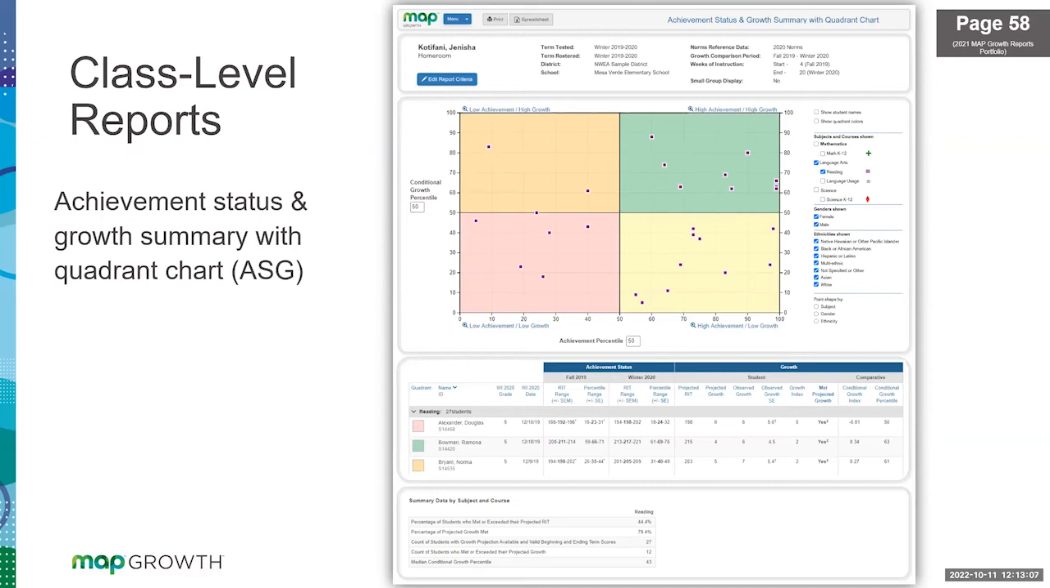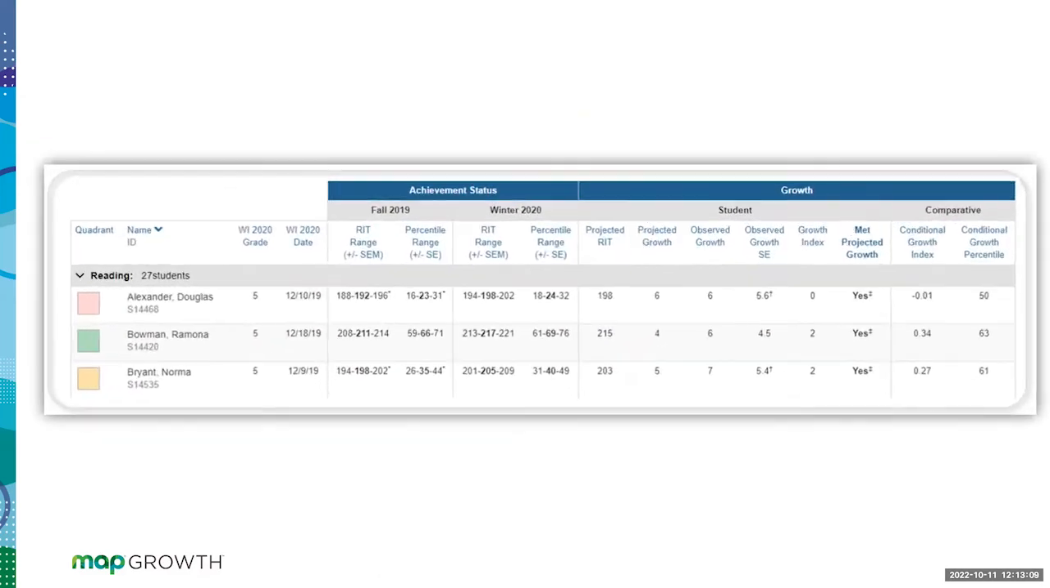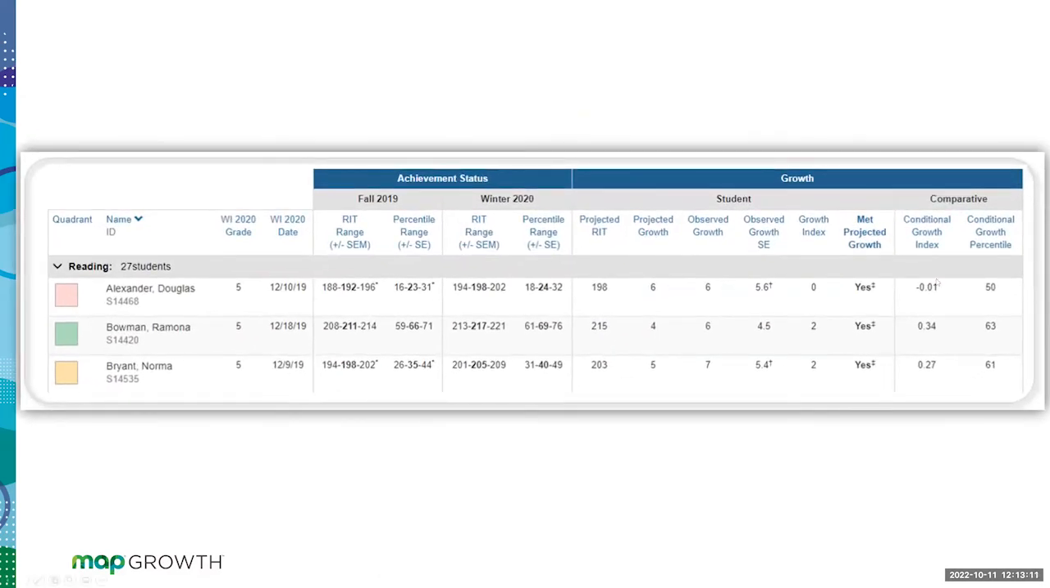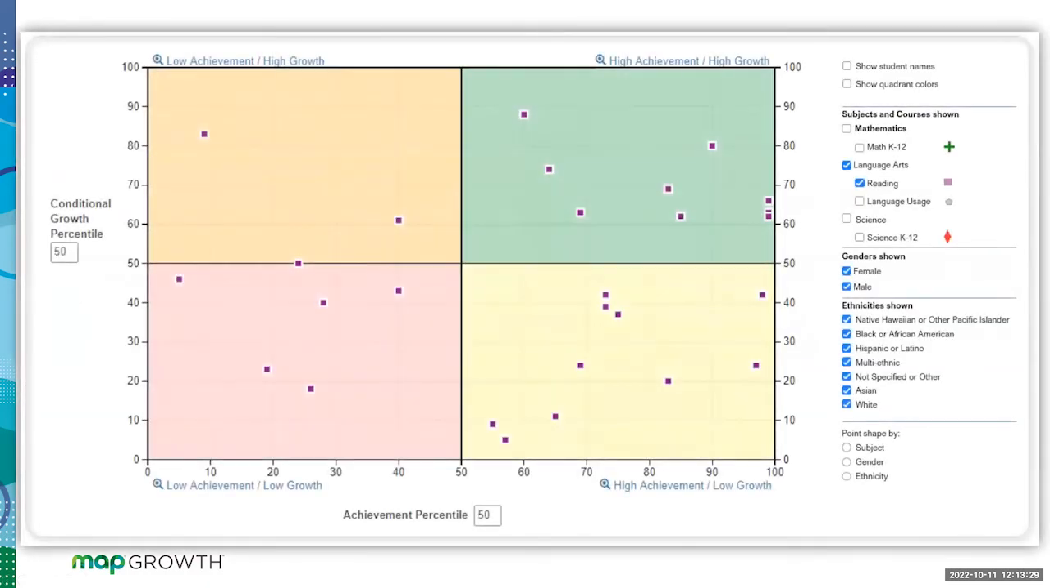So if you're not familiar, the ASG report is for growth. You have your first benchmark time and the RIT score and the percentile. Your second benchmark, it could be winter or spring. The RIT score for students or percentile, their projected growth, what their observed growth was, and then whether they met their growth. And then it charts the students on this quadrant.